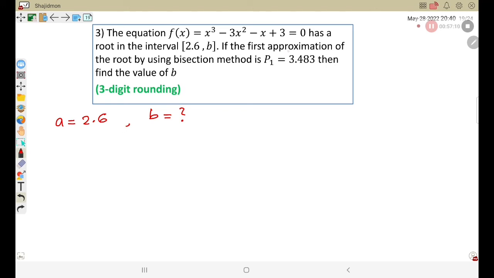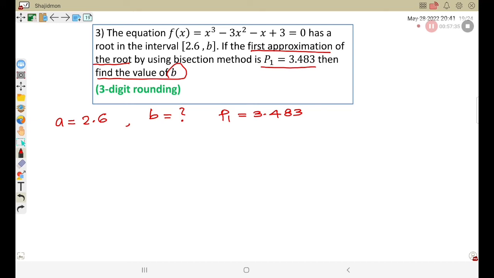The first approximation of the root by using the bisection method is given: P1 equals 3.483. Then find the value of b. B equals how much? That is the question. P1 is given, a is given, b equals how much?